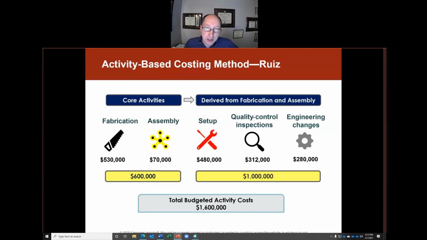So that's why it says derived from fabrication and assembly activities. We have setup activities, quality control inspection activities, and engineering change activities. An engineering change is what we call R&D, research and development, that results in changes in designs.